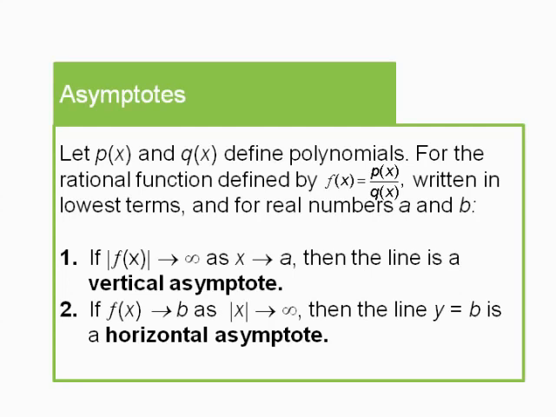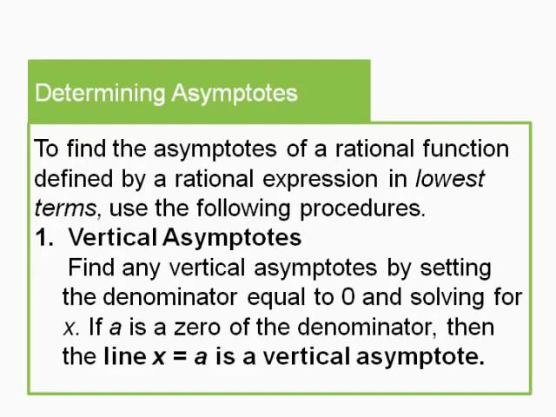Two, as y approaches some number b, as the absolute value of x approaches infinity, then the line y equals b is a horizontal asymptote, or HA.